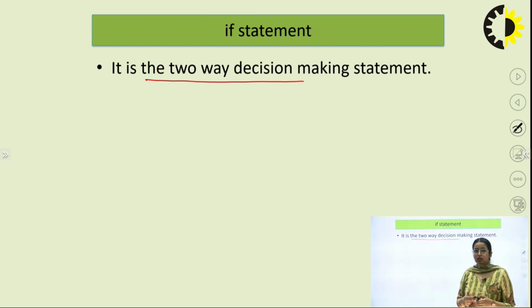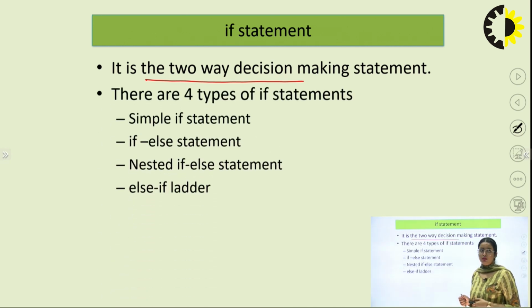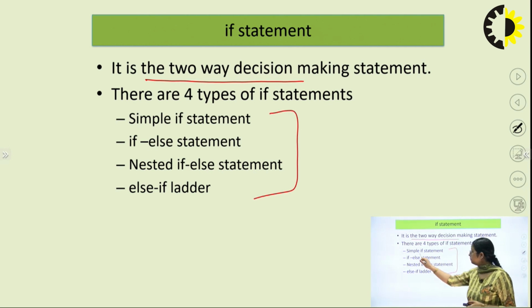If the condition is true, then we execute that particular if block. If the condition is false, then we do not enter that if block. As I discussed earlier, these are of four types: simple if statement, if else statement, nested if else statement, and ladder if else.